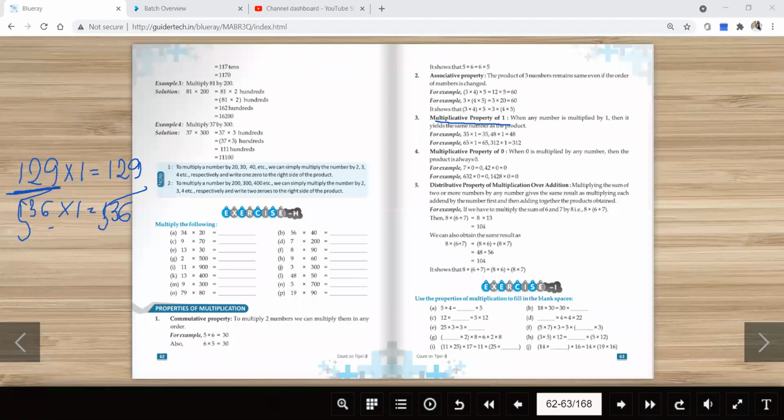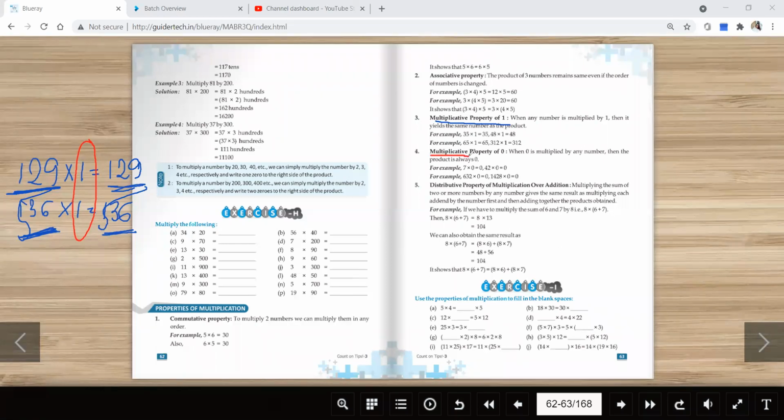Whatever the number is, that is coming back when we multiply it by 1, right? So this is a very nice property. Any number, however big it is, that doesn't matter. If we multiply it by 1, the answer will always be the same number. Okay. So next is the multiplicative property of 0.